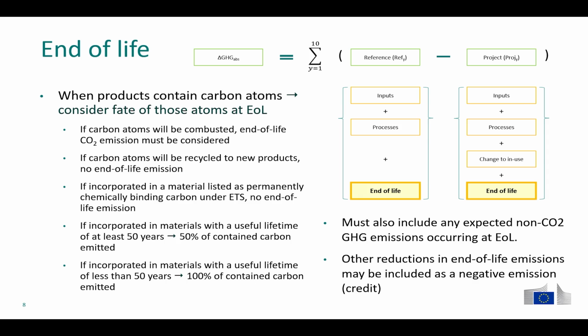If the carbon will be incorporated in a material that is listed as permanently chemically binding carbon under the emission trading scheme, then again no end-of-life emission must be included. And if incorporated in materials that have a useful lifetime of at least 50 years, then only 50% of the contained carbon has to be assumed to be emitted. Finally though, if carbon is incorporated into materials that have a useful lifetime of less than 50 years, then the end-of-life box must assume that 100% of that contained carbon is emitted.